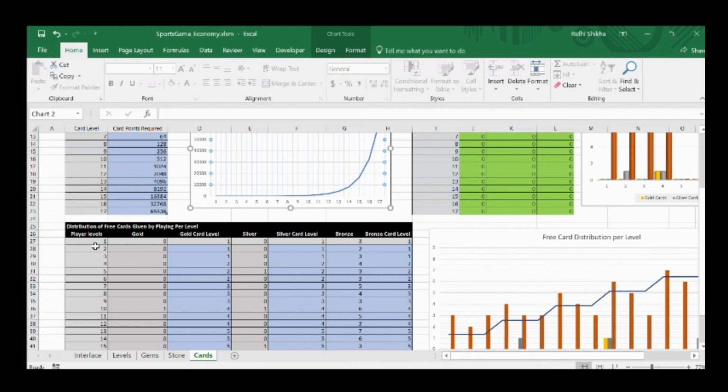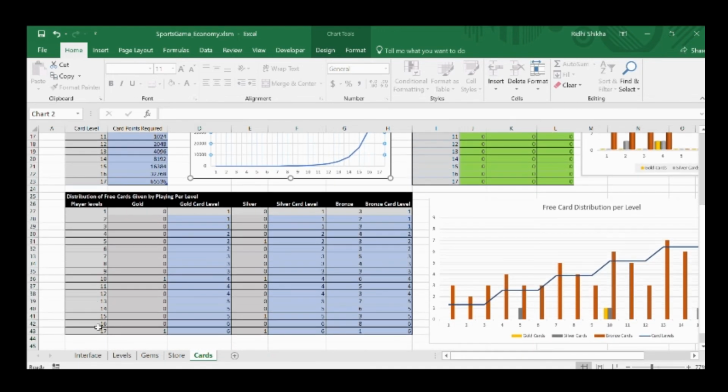There are 3 types of cards in this game. There are gold cards, silver cards, and bronze cards. And each card has a particular card level. The player levels and the card levels are completely independent of each other. In this game, we have just 17 levels. So we've distributed how many free cards we are giving according to the levels. Gold cards are super rare, silver cards are rare, and bronze cards are given frequently.